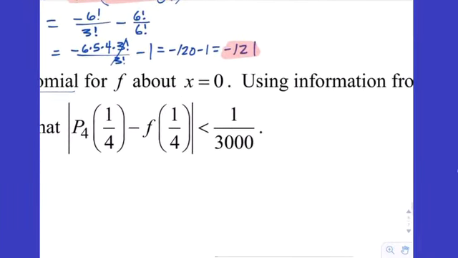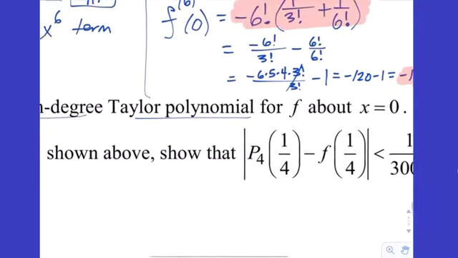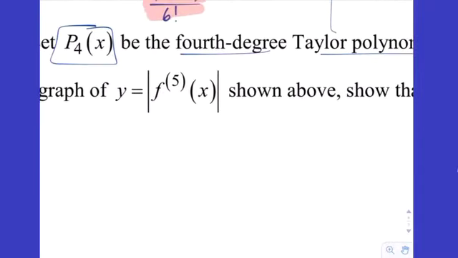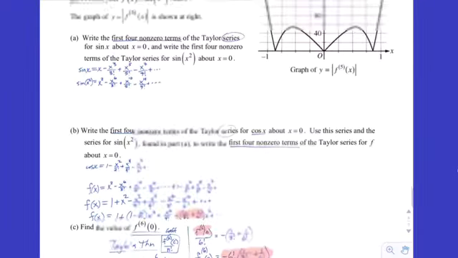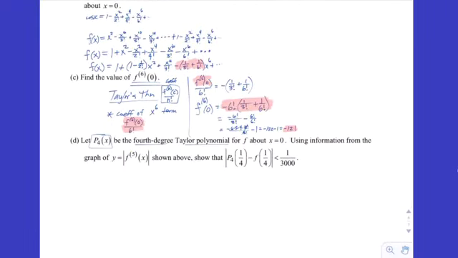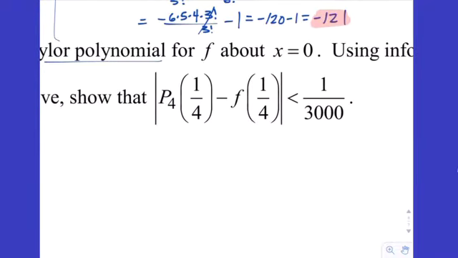Let P be the polynomial that approximated f centered at 0. Using information from the graph of that, which is now shown above and not at the right, show that this is less than 1 over 3,000.